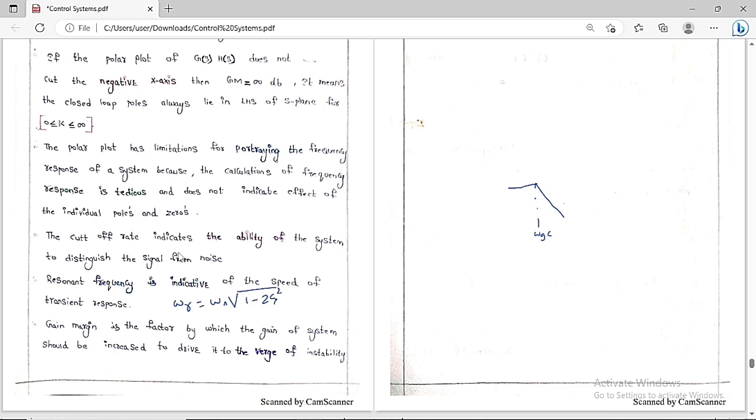The next point is gain margin is the factor by which the gain of the system should be increased in order to drive it to the verge of instability.